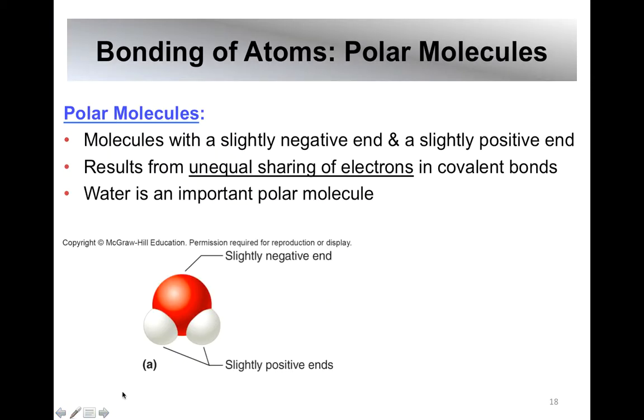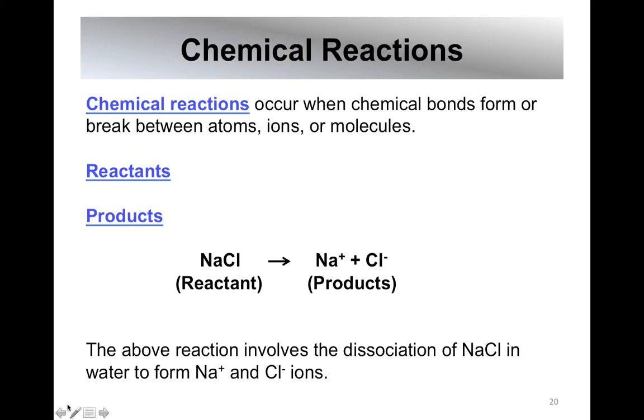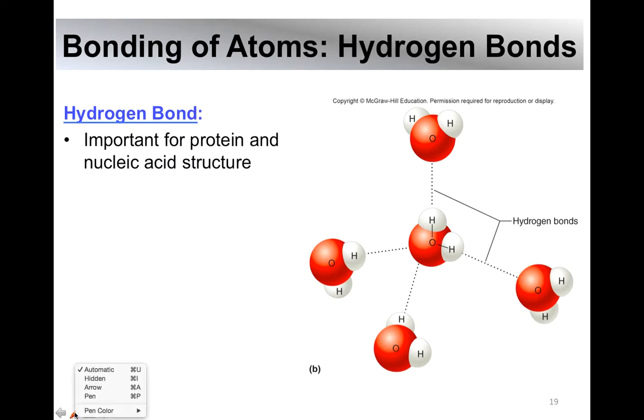And when we have that unequal sharing, well, actually, probably a different slide. So that creates these hydrogen bonds. And hydrogen bonds happen because one oxygen is a little bit negative of one water molecule.